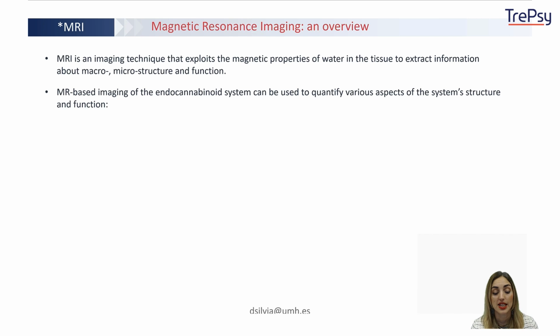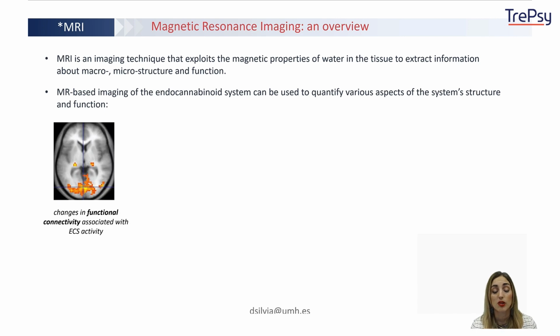As I said briefly before, MR-based imaging of the endocannabinoid system can be used to quantify several aspects of the system's structure and function following changes or interaction with the endocannabinoid system. So, for example, the most used technique is functional MRI, which is used to detect changes in functional connectivity associated with endocannabinoid system activity.